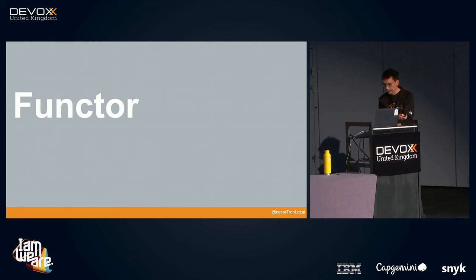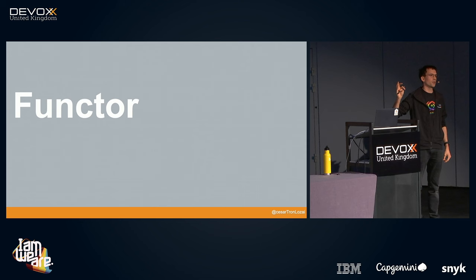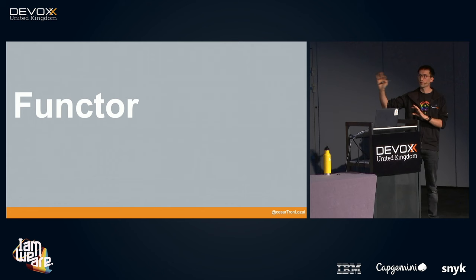OK, so now we have some context. The goal of this talk is for you to understand Monad. But before we do this, we need to have a stop at Functor. So we'll go through Functor, then we'll put it on the side, and we'll see that at the end it makes sense. So what's a Functor?